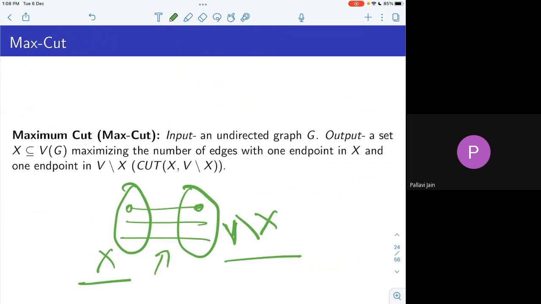So we count it as cut(X, V minus X), and we want to maximize such crossing edges. Okay, so that is the max cut problem. So is the definition clear? Okay.